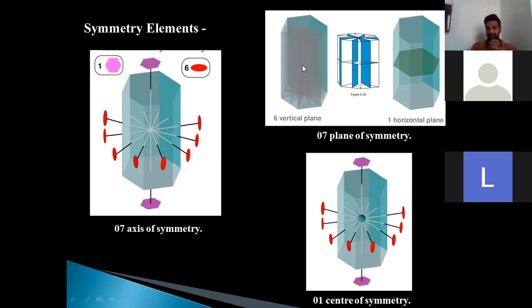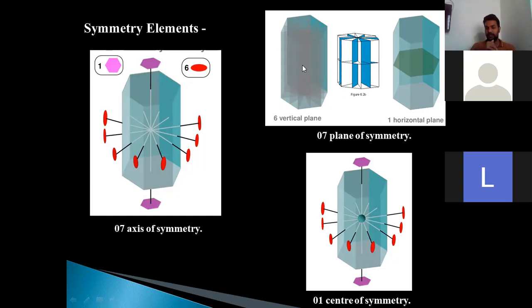Now let us see the 7 planes of symmetry. Here, out of 7, the 6 planes are vertical in nature, whereas the 1 plane is horizontal in nature. The vertical plane will divide the crystal into 2 equal halves.